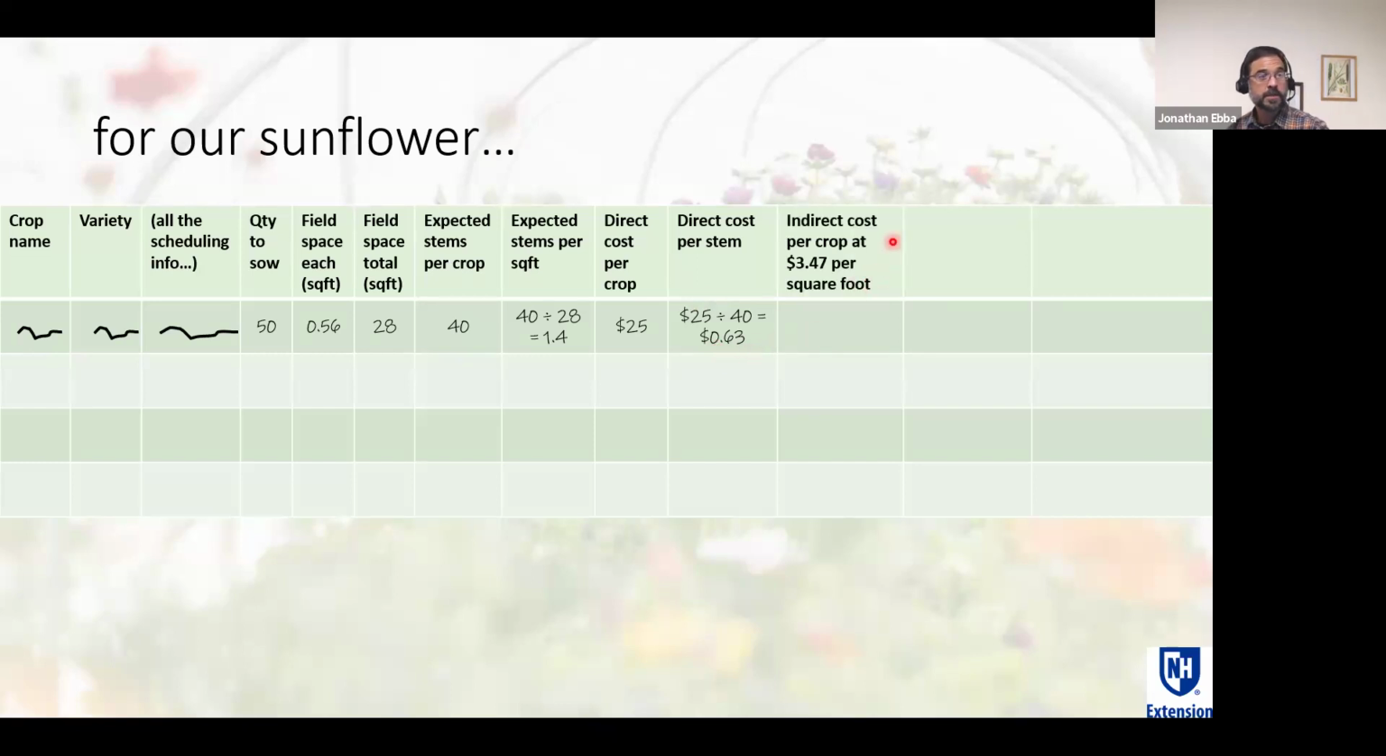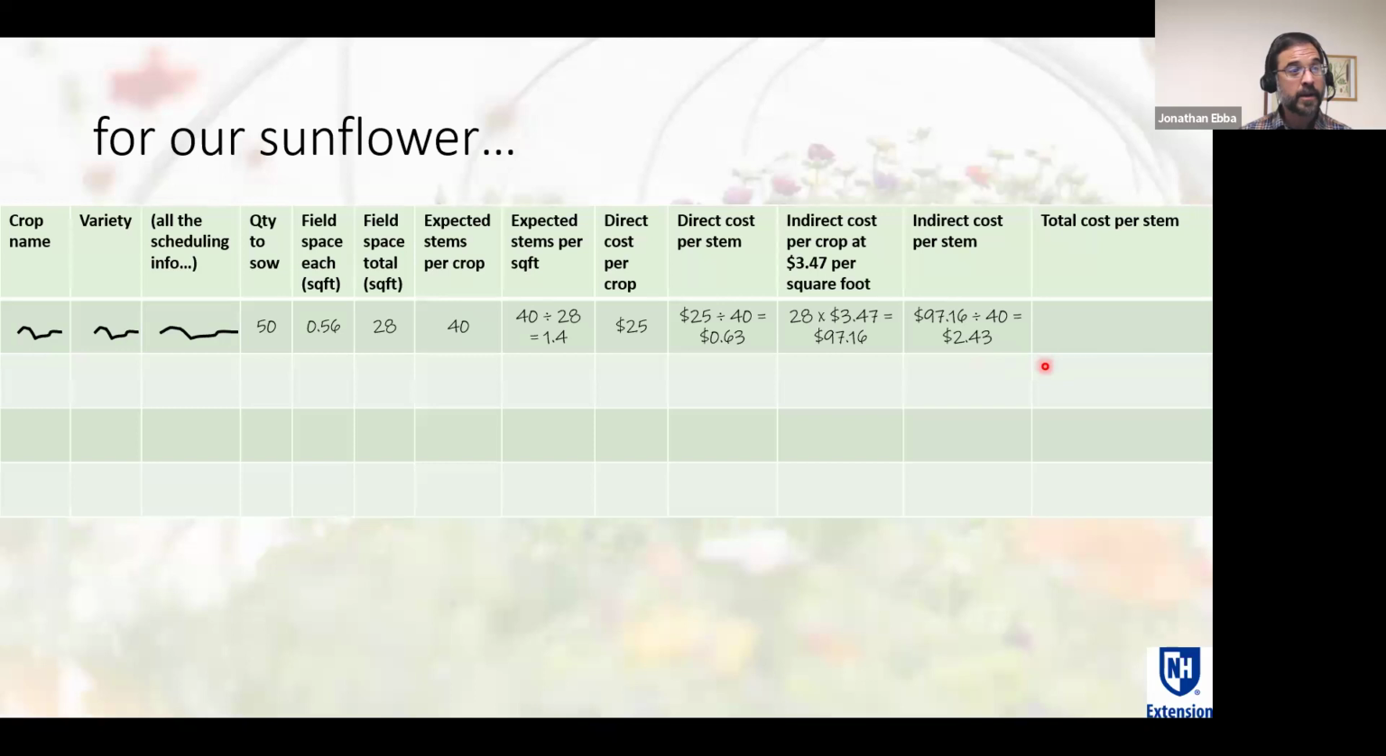Now here's where we get interesting. So the farm that I just made up, we said each square foot cost them $3.47. So if we are doing 28 square feet times $3.47 per square foot, that whole crop has $97.16 of indirect costs in it. I can break that out per stem if I like. Remember, I plan to get 40 stems. That means every stem I'm projecting, and I'm doing this before anything goes in the ground, I'm projecting that each stem costs me $2.43 in insurance and labor and whatnot, mortgage and everything.